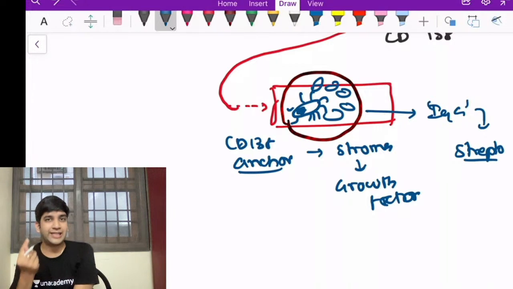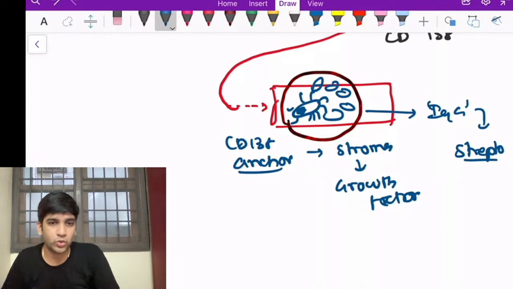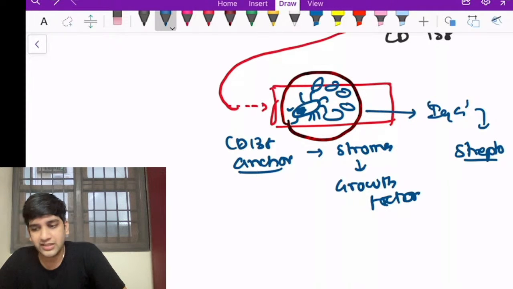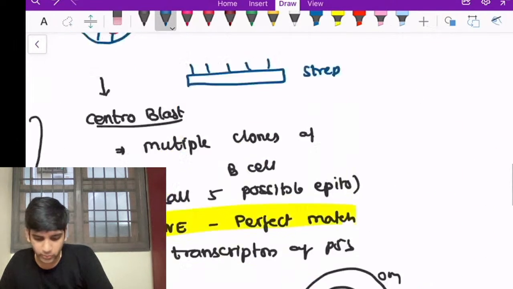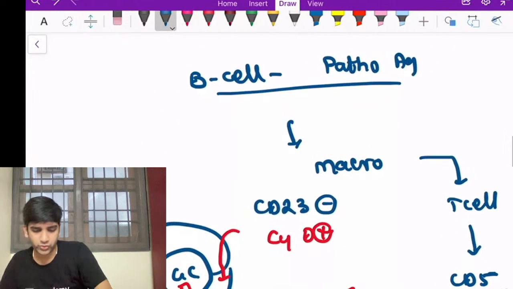So to produce one antibody, I need so many things, right? And so many things are involved here. So if I know the normal B cell's journey, the abnormality is really a piece of cake. It's very simple for me to understand, right? So just have a quick look at whatever we saw after exposure to a pathogenic antigen. I'm just going to have a quick look again.